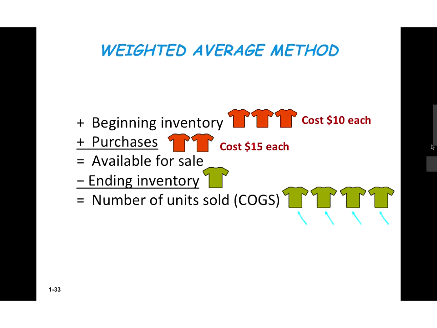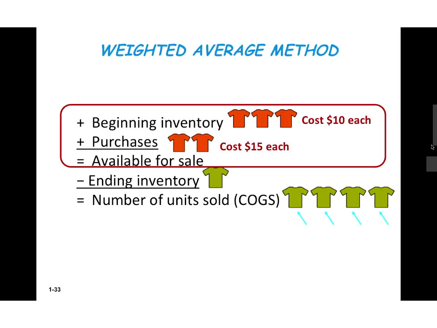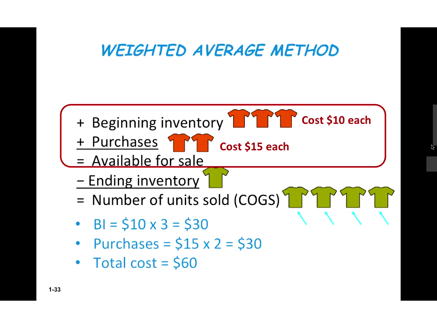So our next method, we say, okay, well, let's do an average. Now, we can't just take our two prices and divide by 2 because we don't have equal quantities of each. So what we do is we do a weighted average method. And this method isn't bad either. Same set of facts. We have 3 t-shirts in beginning inventory that cost $10 each. We have 2 in purchases that cost $15 each. So our total cost in beginning inventory plus purchases is $60, okay? So that's not bad. So our total cost is $60.